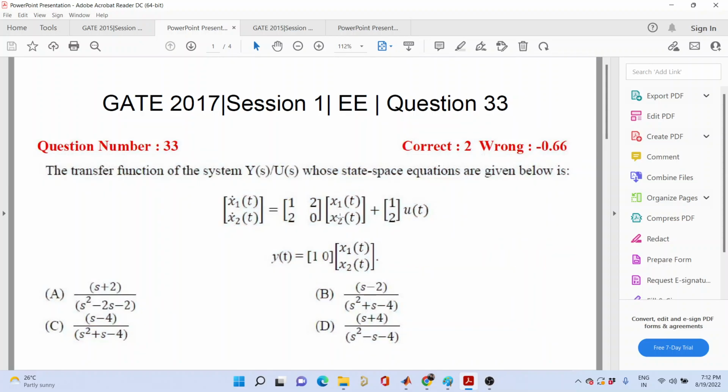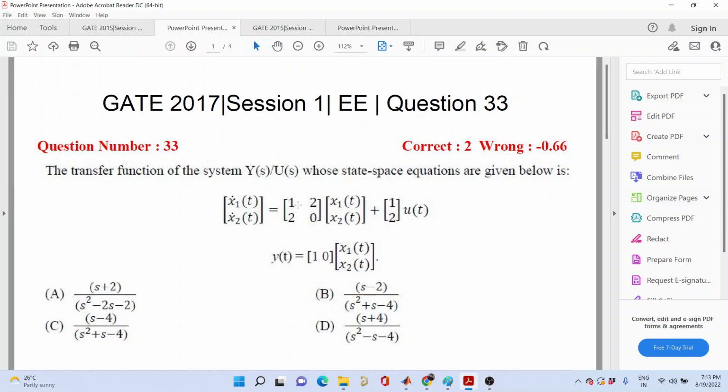So you know what the characteristic equation is? Yes, sir. So you have gone through engineering mathematics, right? Yes, sir. So how do you find the characteristic equation in matrix theory? Determinant of sI minus A equal to 0, sir.